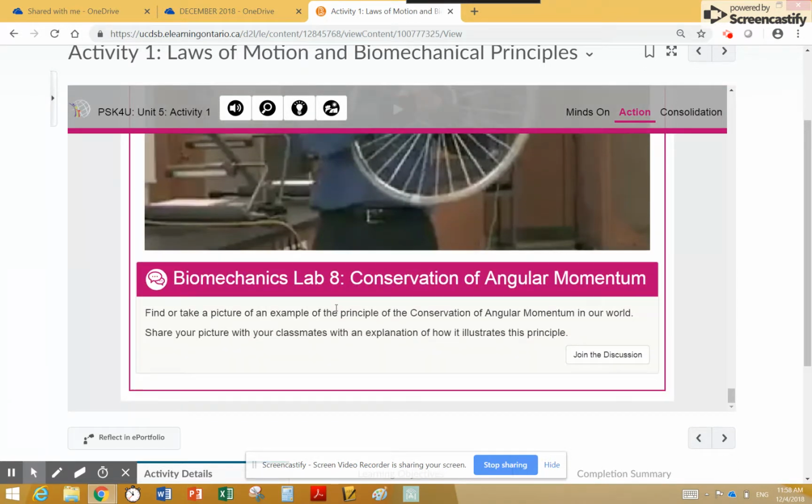And then the last one is your conservation of angular momentum. In this case, you're supposed to share a picture of that in place. This is your biomechanics lab number 8. So find a picture of something occurring, an athlete if you can, whereby they're illustrating the angular momentum, and you can explain what's happening.